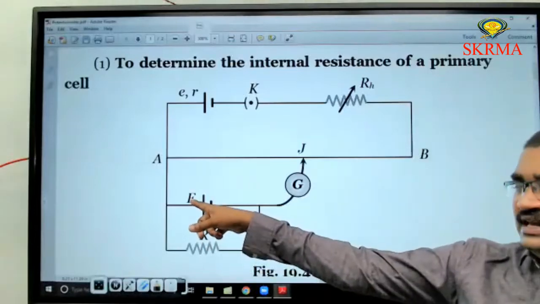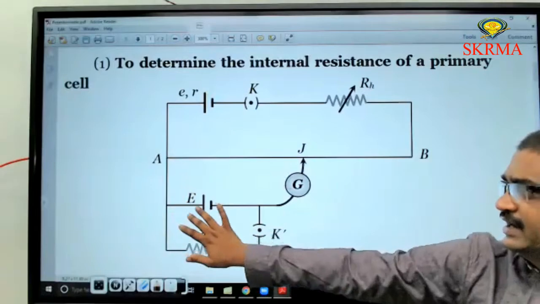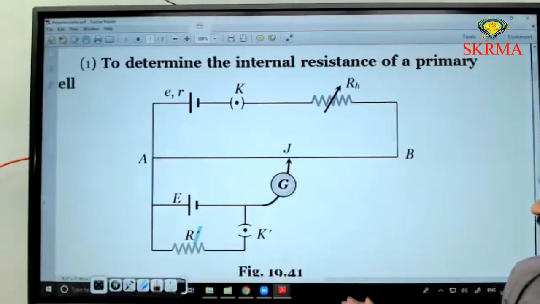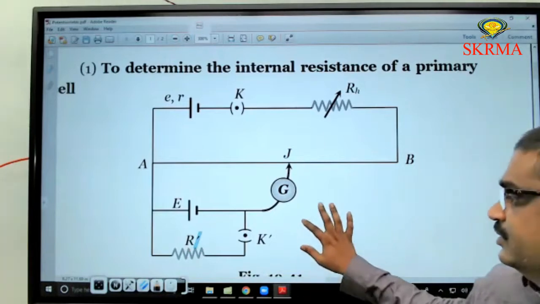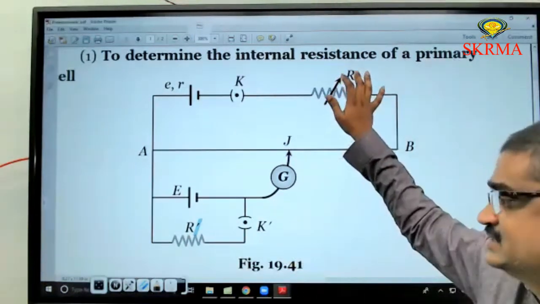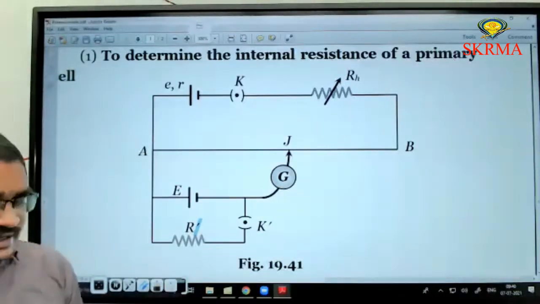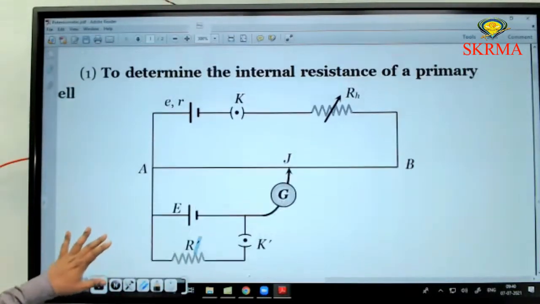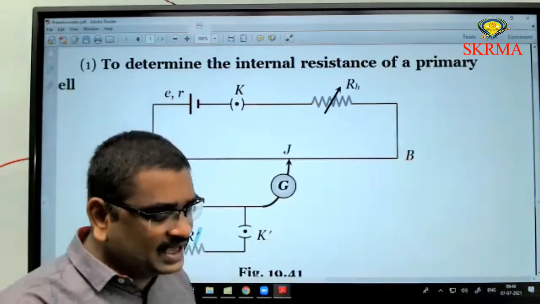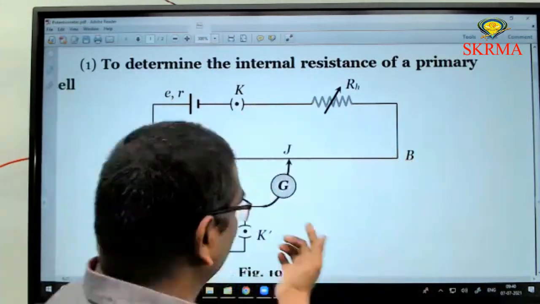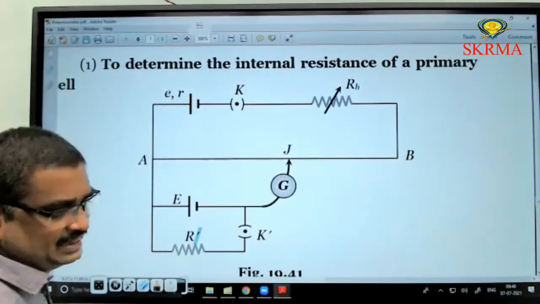Capital E is the EMF. This is the primary, no need to consider it; we only need to consider this part. A rheostat with resistance R dash is connected across this cell also. What is our aim? To determine the internal resistance of a cell. Here also the balancing length is for the jockey. Where it shows zero reading, that is called the balancing length.